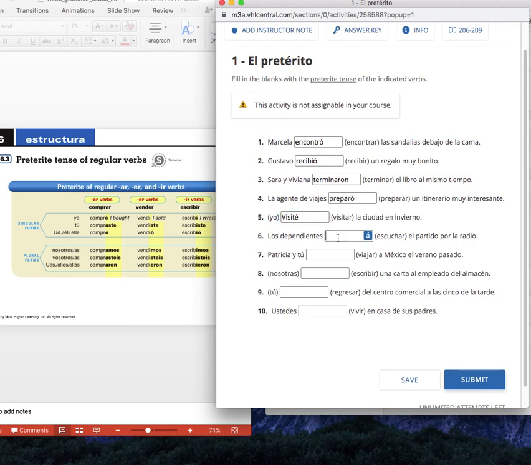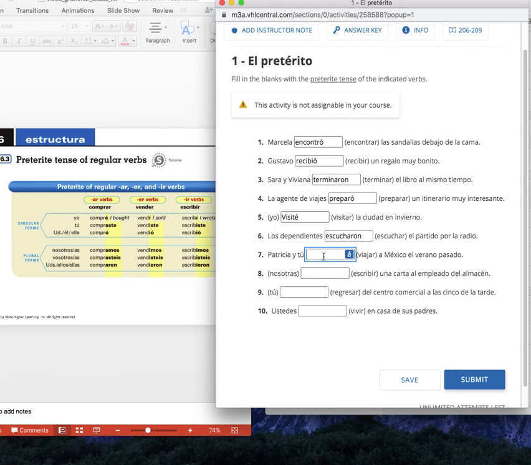Pause it. And we're back. So los dependientes is like saying ellos. So we'd say ellos escucharon. Escucharon el partido por la radio. They listened to the game on the radio. Alright, muy bien. Número 7. Patricia y tú. And the verb is viajar a México el verano pasado.